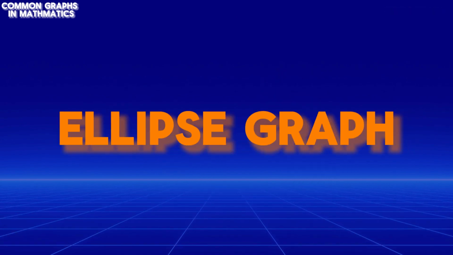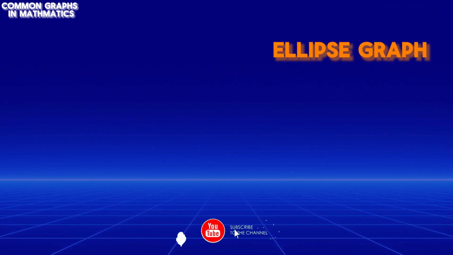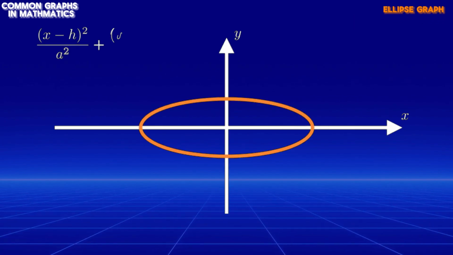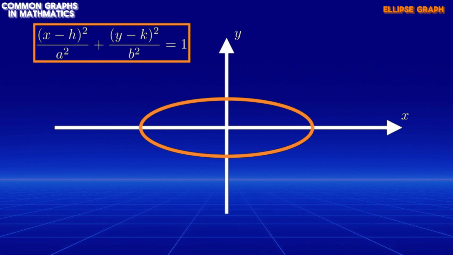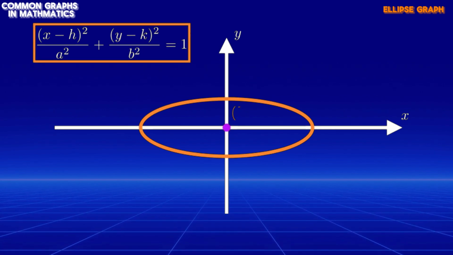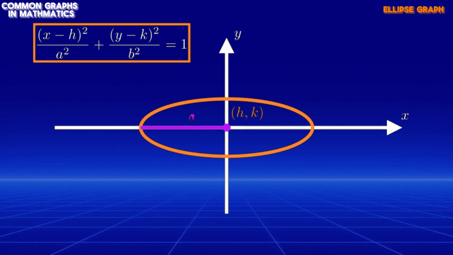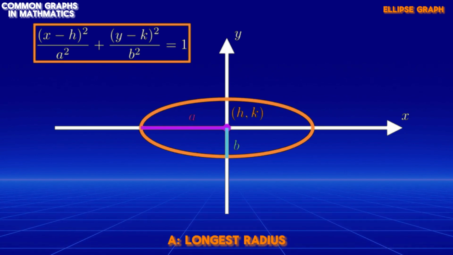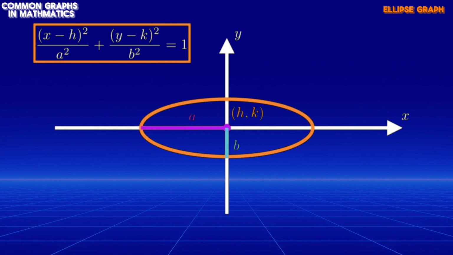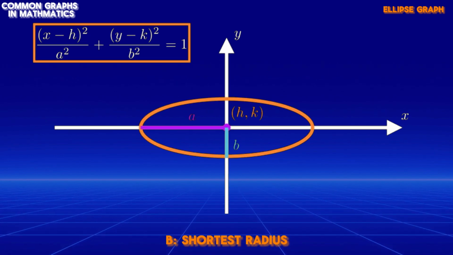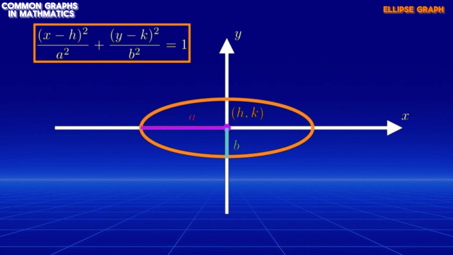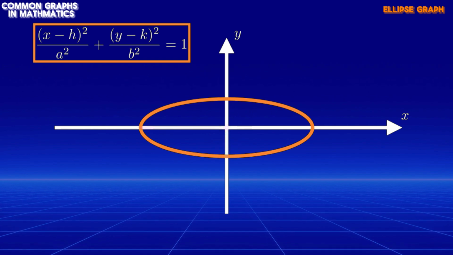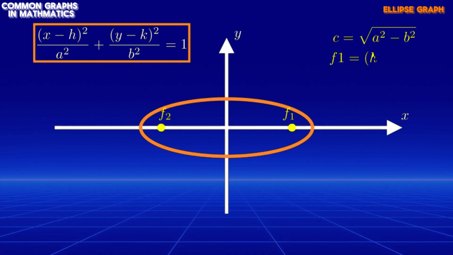Ellipse graphs are an extension of circles and represent stretched or compressed shapes with two focal points. The standard equation for an ellipse is shown on the screen, where h, k is the center. a represents the semi-major axis, or the longest radius, and b represents the semi-minor axis, or the shortest radius. Ellipses are symmetric about both axes and have unique properties such as constant sum of distances from any point on the ellipse to the two foci.